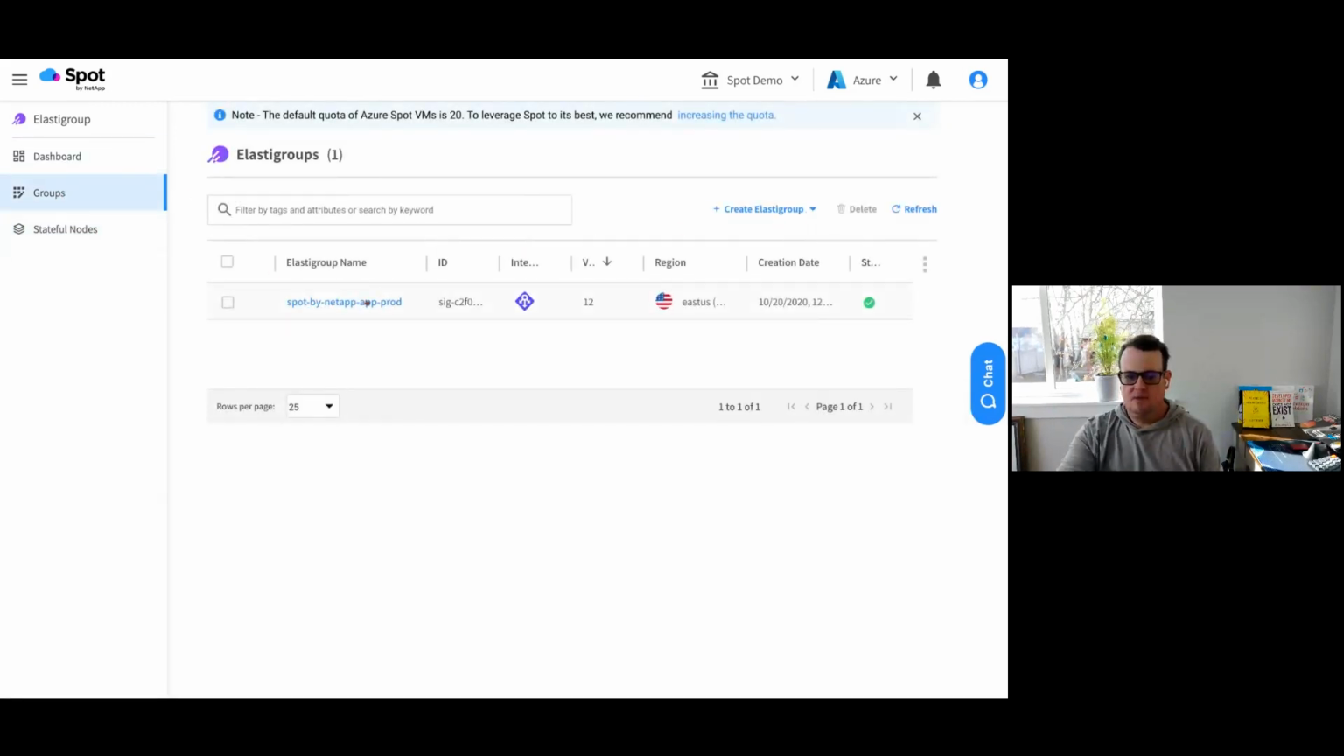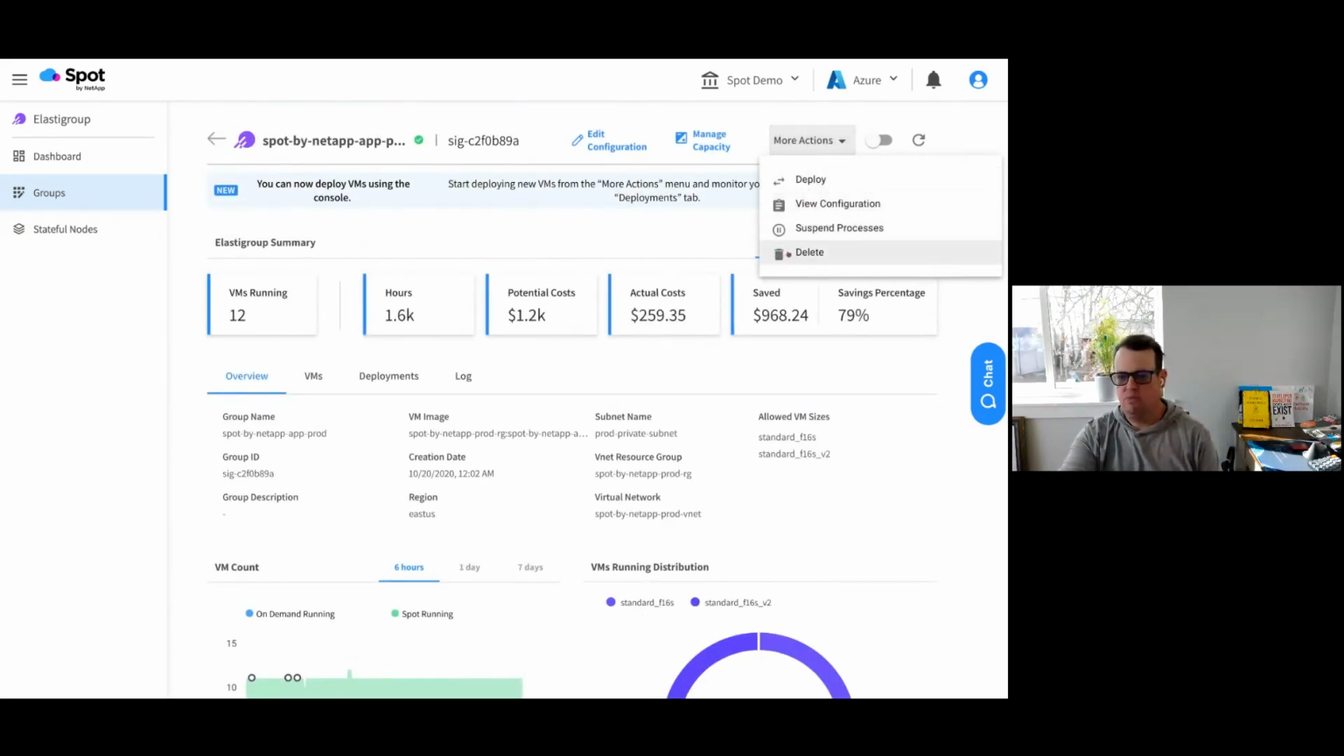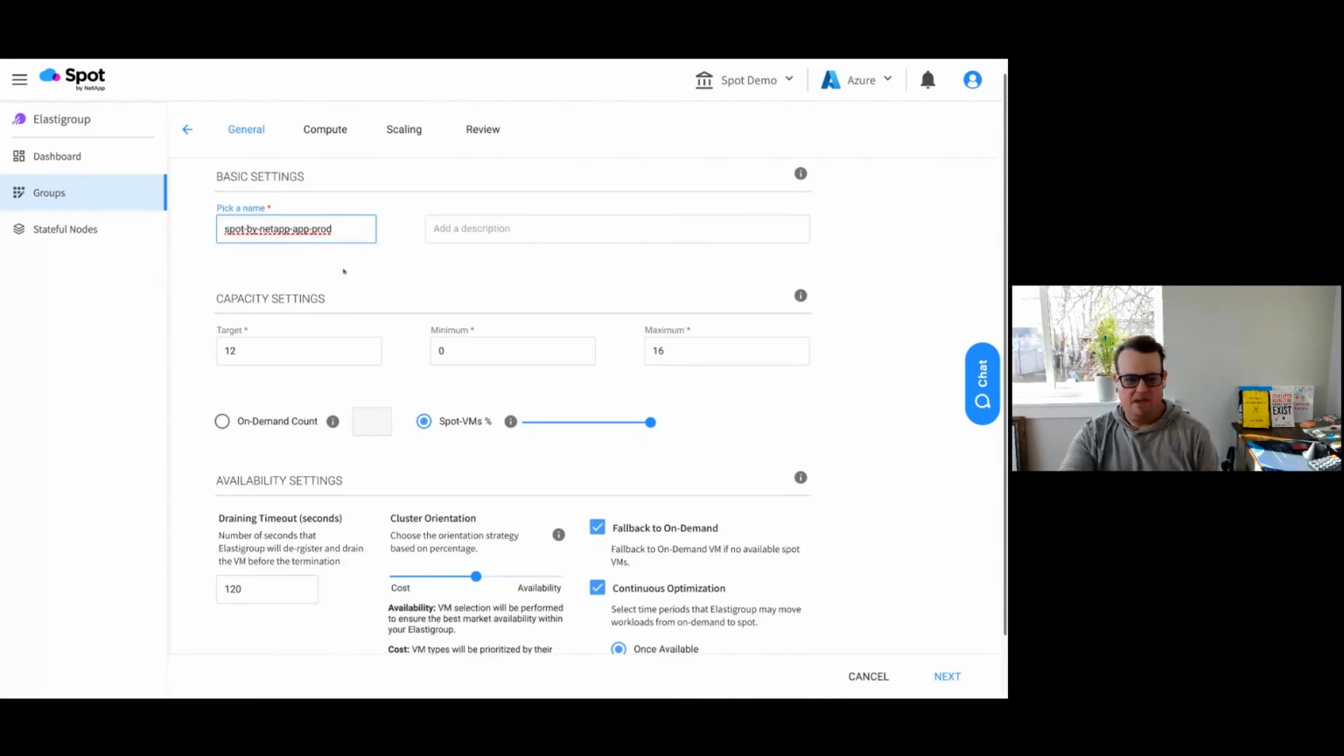So if we go into an Elastic group, I just want to show you what it looks like as we're managing the configuration. We can pick a name. This is where we set our capacity settings, which makes it a lot easier to see than in the Azure blades that you would see in their console. And you can set here your target, your minimum, and your max. So we have a target of 12, we have a minimum of 0, and a max instance of 16.